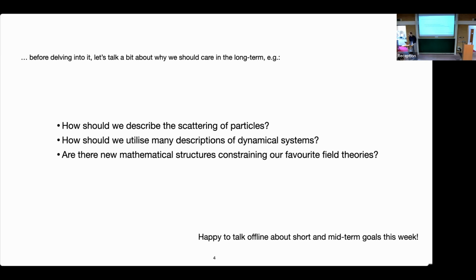This can also be put into the question of how we should utilize the situations where we have many descriptions of dynamical systems. So this is the question about dualities. When we think about various dynamical systems, we have various dualities to describe them. Maybe there is something good behind all of this. And clearly, one aspect of this whole story is also: are there new mathematical structures underlying our favorite dynamical systems, such as field theories, etc.? There is a whole program about looking for symmetries or generalized symmetries for these things.